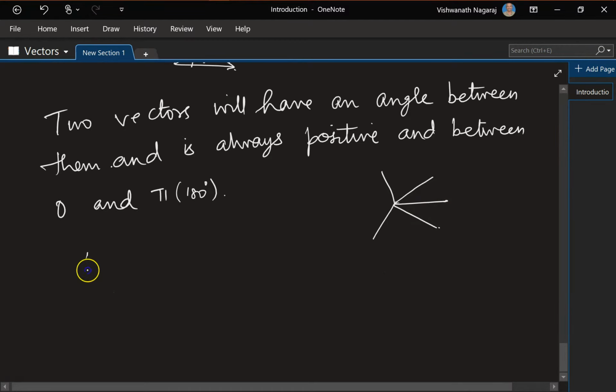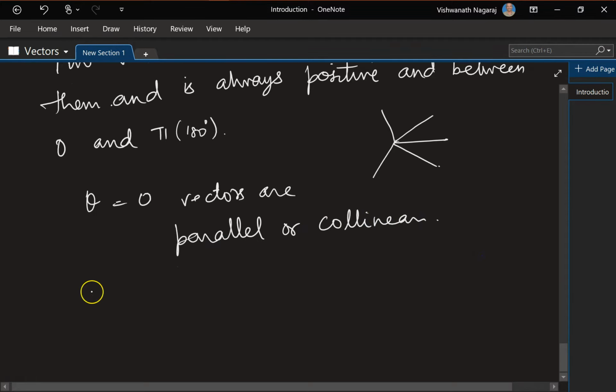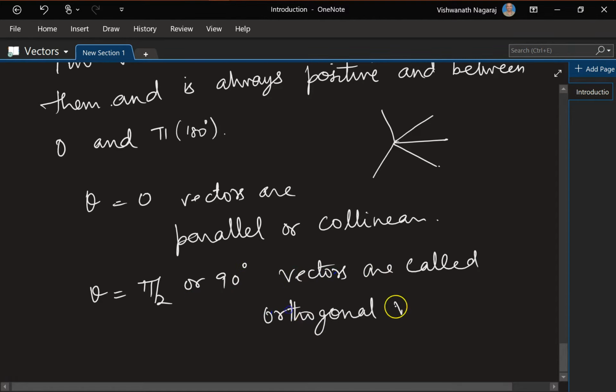If the angle theta, let's say, is equal to 0, then vectors are parallel or collinear. That means they lie on each other. If theta is equal to pi by 2 or 90 degrees, vectors are called orthogonal vectors.